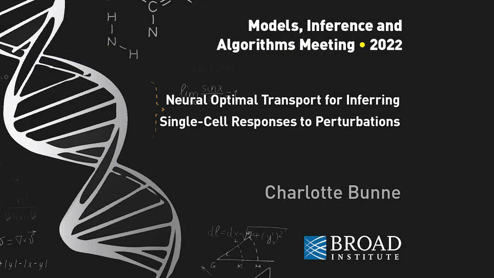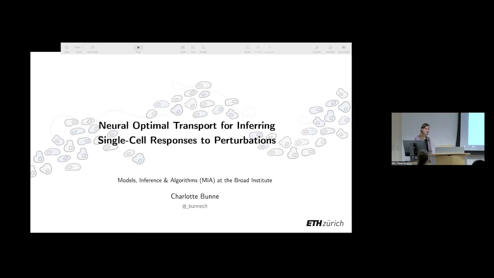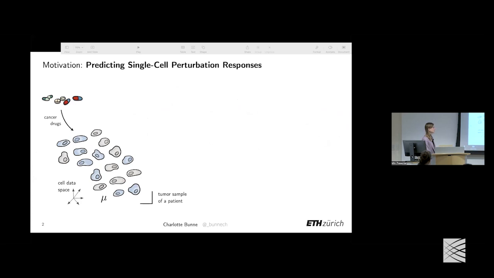Welcome to my talk, and thanks a lot, Oana, for introducing most of what I'm going to speak about today. So I'm going to focus on something we call neural optimal transport methods for predicting single-cell responses to perturbations. And the setup is very similar to what Oana has already introduced. So we have a set of single cells in a fairly high-dimensional data space, which are measured with the techniques she introduced. And this can be a tumor sample of a patient, whatnot.